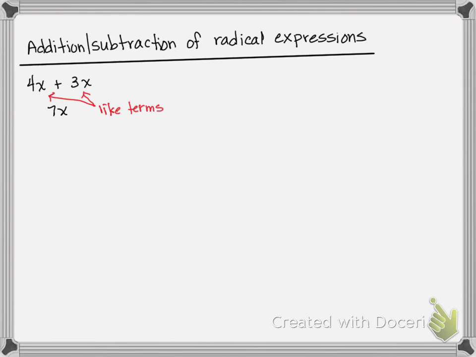But if I have like 4x plus 3y, that can't be simplified, right? Because they're not like terms. So it can't be simplified, because these are unlike terms.